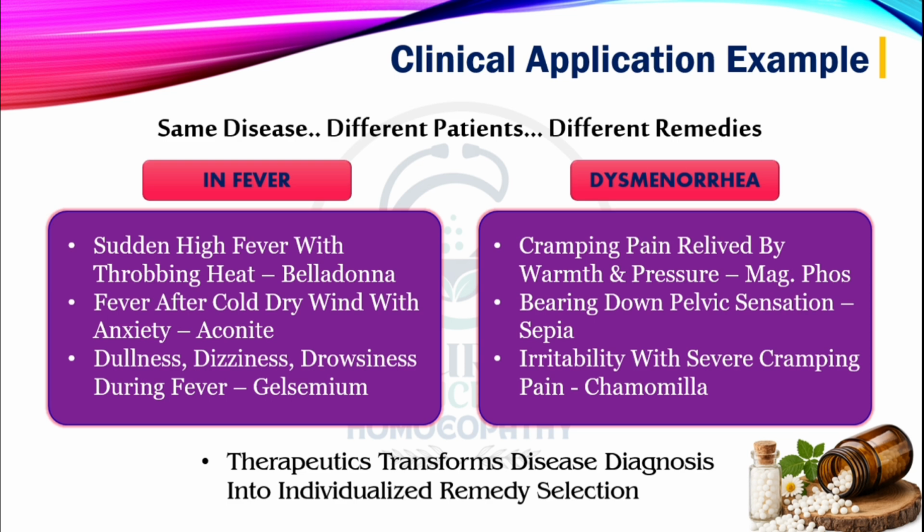Now, in dysmenorrhea, Magnesia phosphorica is known for cramping pain relieved by warmth and pressure. Sepia is associated with a bearing-down pelvic sensation. Chamomilla is useful in irritable patients with severe cramping. So, even though the disease name is the same, different patients require different remedies. This is the essence of individualization.